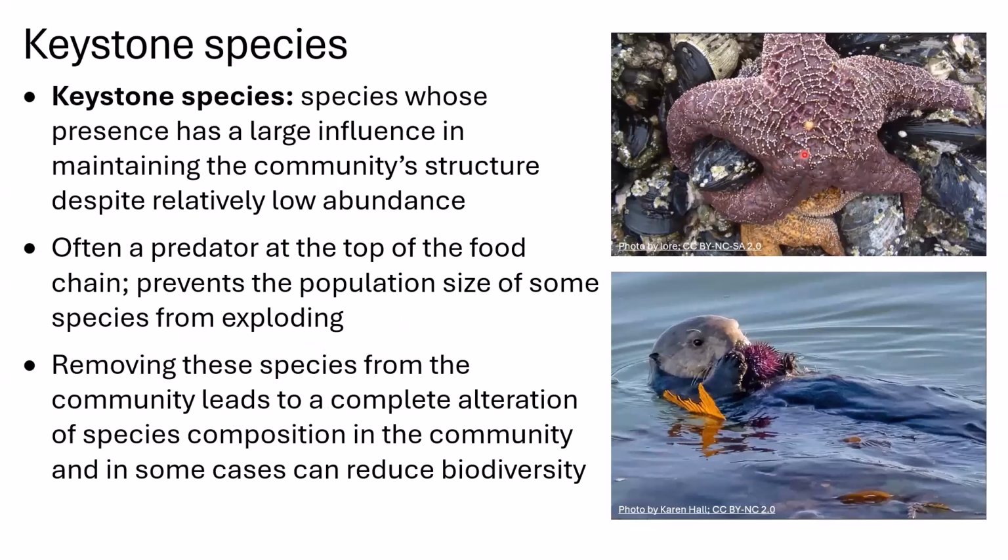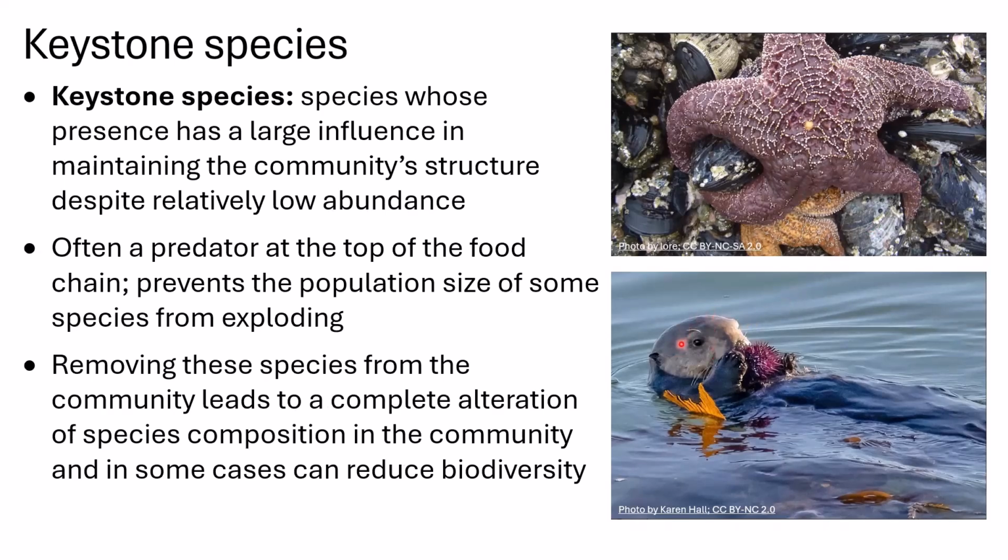For example, sea stars are predators of mussels, so when starfish populations decline, mussel populations increase. This has a detrimental effect on the community because the mussels are able to quickly outcompete the other organisms, leading to a loss of biodiversity.